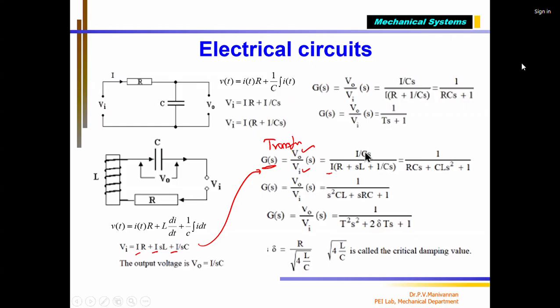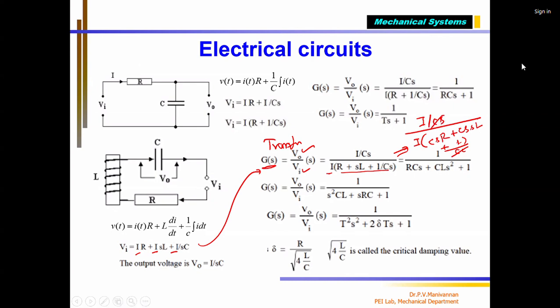In the numerator, you have 1 by CS. Now I can reduce it because I is common everywhere. So actually how we got this is 1 by CS in the numerator, divided by I into, because I want to have a common denominator, CS into R plus CS into S into L plus 1. Okay, common denominator CS, so the CS is gone.